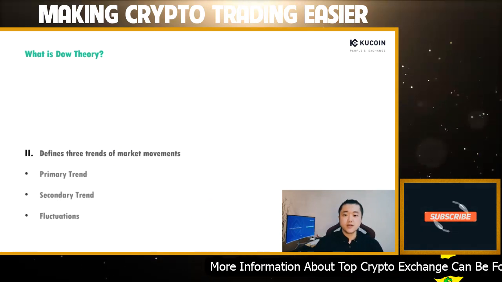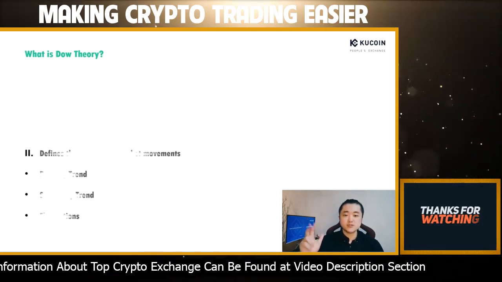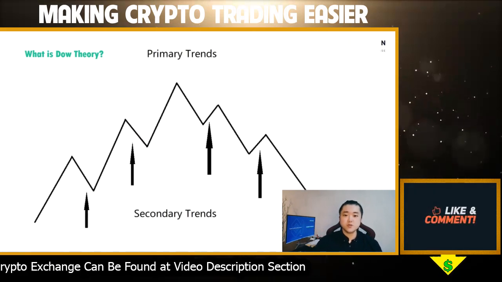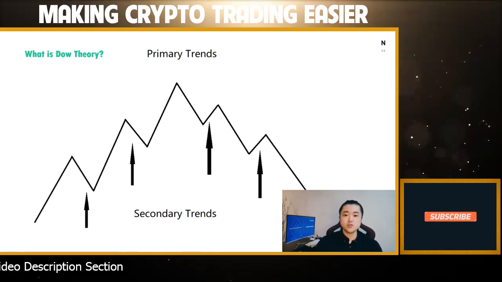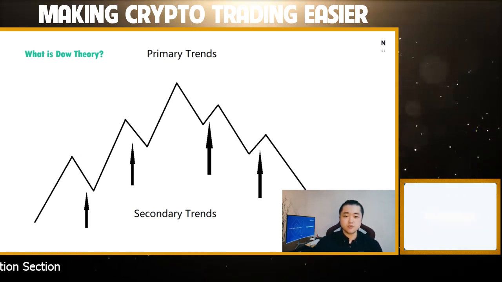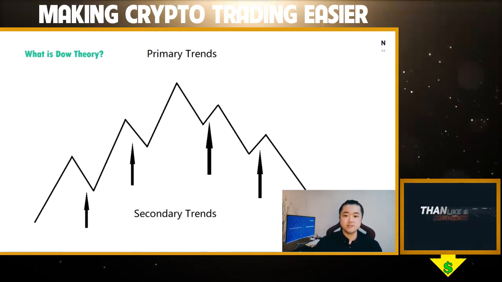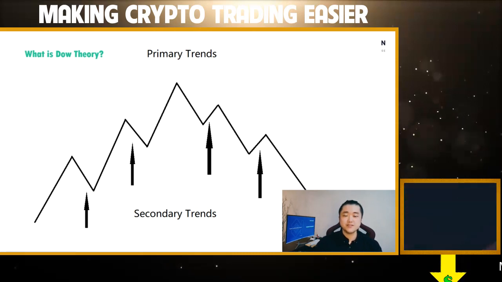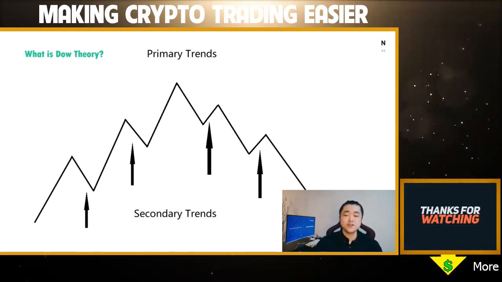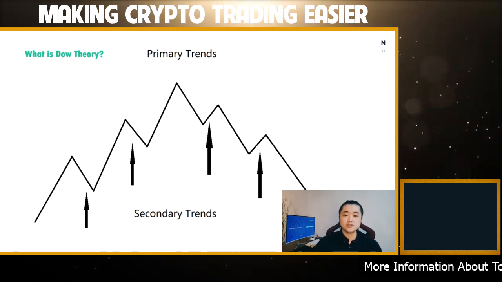The market contains three trends: primary trends, secondary trends, and fluctuations. From this picture, you can clearly see that primary trends contain secondary trends and fluctuations. Secondary trends could change primary trends in some cases, and we will discuss this later. You may not find any fluctuations in this picture, right? Don't worry, it's just because this picture is oversimplified, and you can see them in the next two candlestick charts.